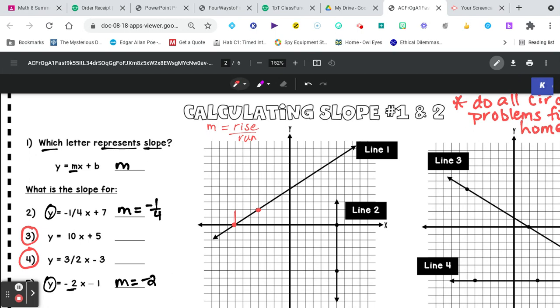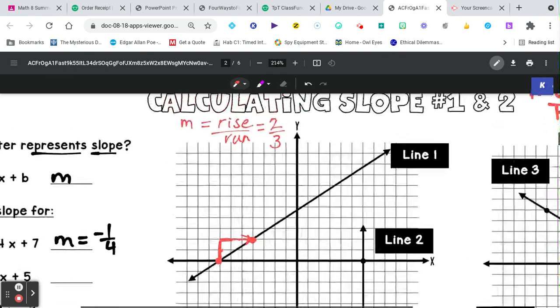So the rise is 2, up 2. Remember, I always start at the bottom point, but you can start at the top and go down. But if you do that, your rise is negative. And I'm turning to the right to get to this point, 1, 2, 3. So the run is 3. Now, if you had went down and left, that would be -2 over -3, which is still positive 2/3. So the slope here is 2/3.